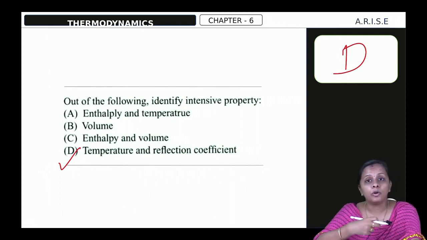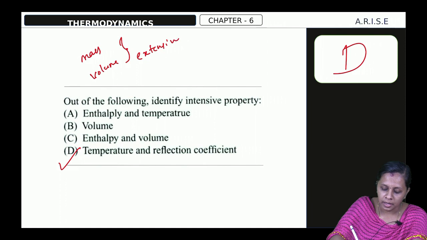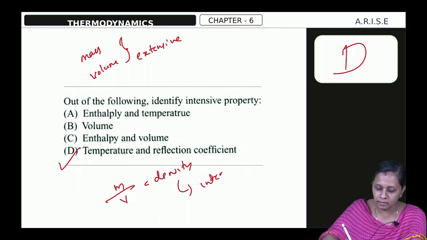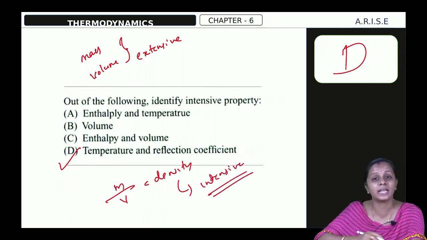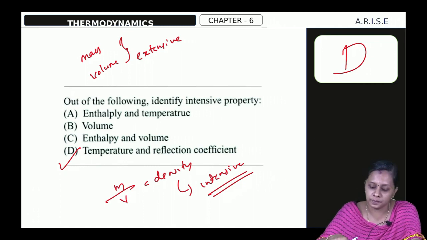There is also one more point we have to discuss here. The ratio of two extensive properties will be intensive. For example, mass and volume are both extensive, and mass by volume is equal to density, and density is intensive in nature. So the ratio of two extensive properties will be intensive. So what are intensive properties? Those properties that do not depend on the amount of substance. Now moving on to the next question.